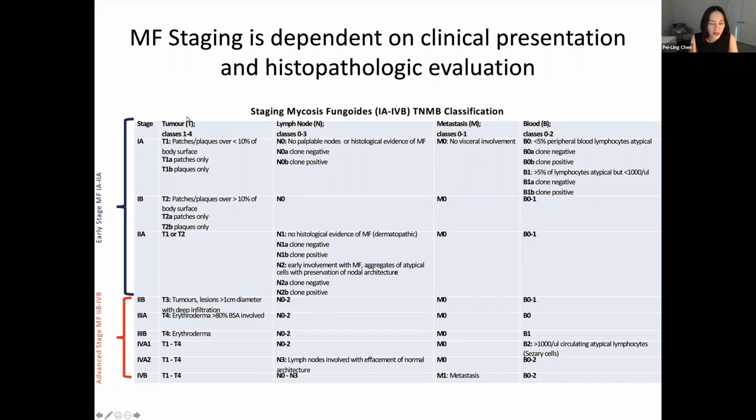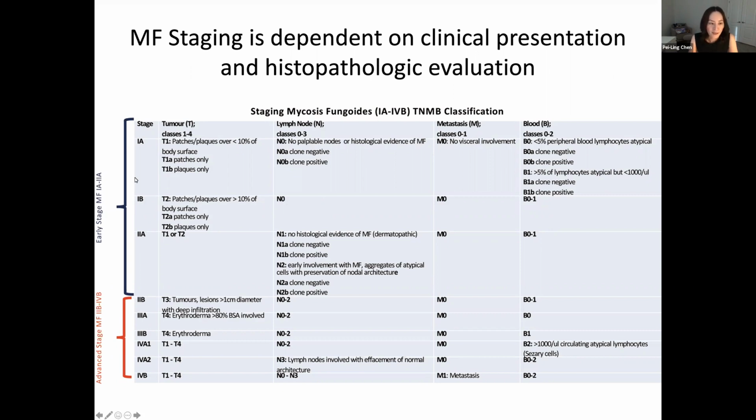In essence, what you have is T stage, which is tumor. T1 lesions are patch or plaque lesions occupying less than 10% of body surface area. T2 is more widespread skin involvement, with patch or plaque lesions involving greater than 10% of body surface area. T3 is defined by tumor lesions. T4 is erythroderma, involving greater than 80% of body surface area.